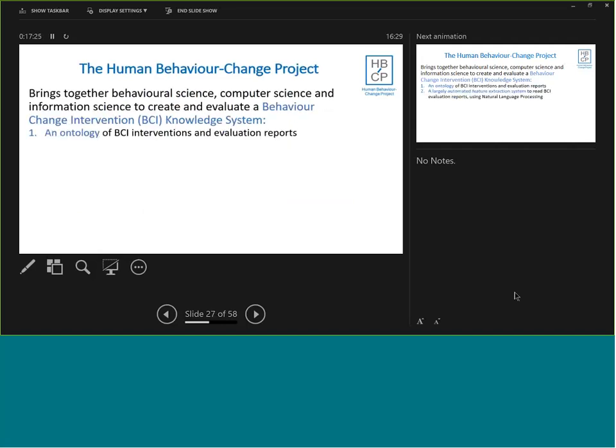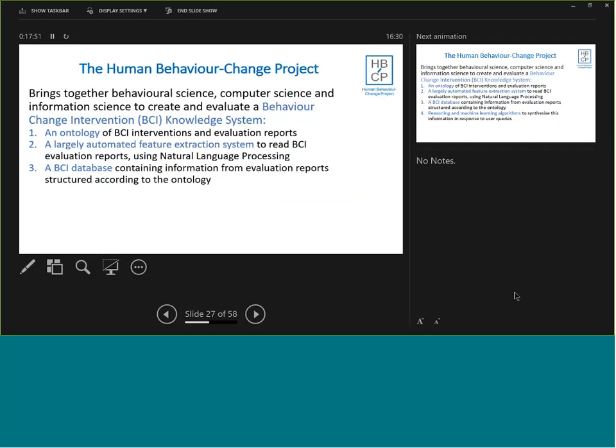Okay, so what we're going to do is create and evaluate a behaviour change intervention knowledge system. This is going to consist of the ontology of interventions and evaluation reports, a largely automated feature extraction system to read the behaviour change intervention evaluation reports using natural language processing. As we go on, this will become more and more automated.